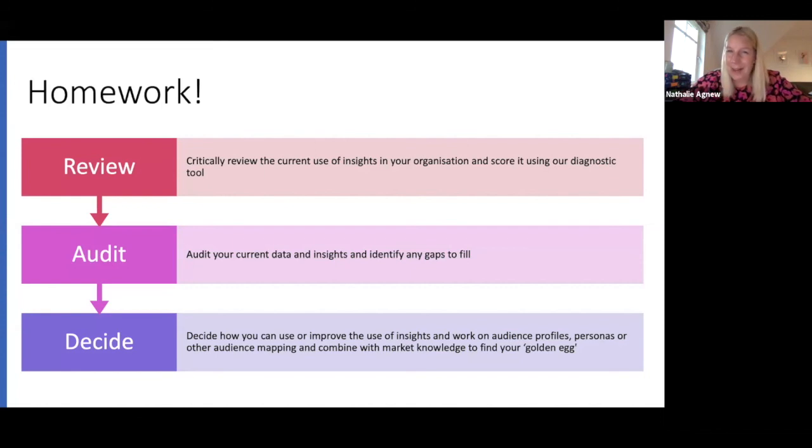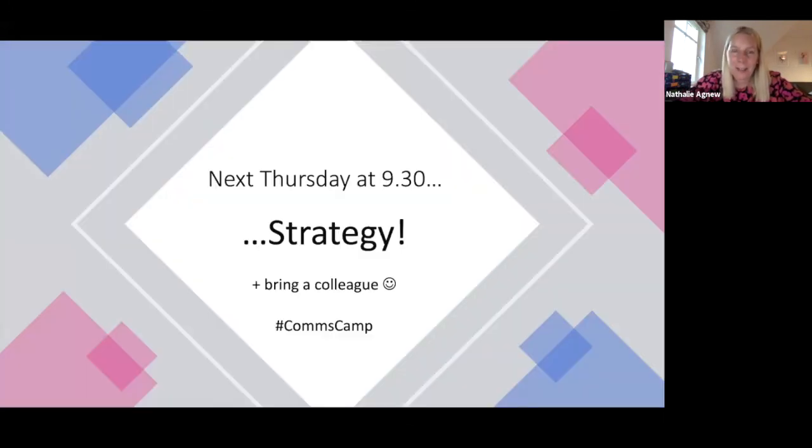As I said at the beginning, I feel like audience and insights is never finished. It's never something that is 100% fixed, set in stone, and not reviewed a week later, because the world changes so much, so fast. So you can always build upon this, I would say. And then from there, hopefully you'll be able to find your golden eggs so that you have a really clear insight that you can take forward and build strategy around.